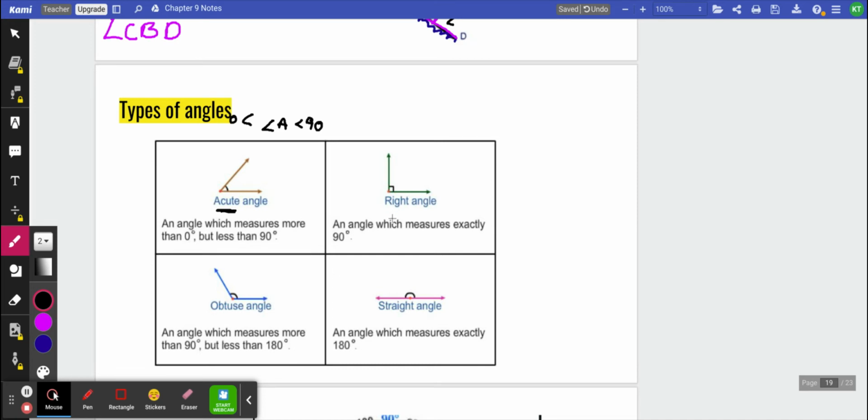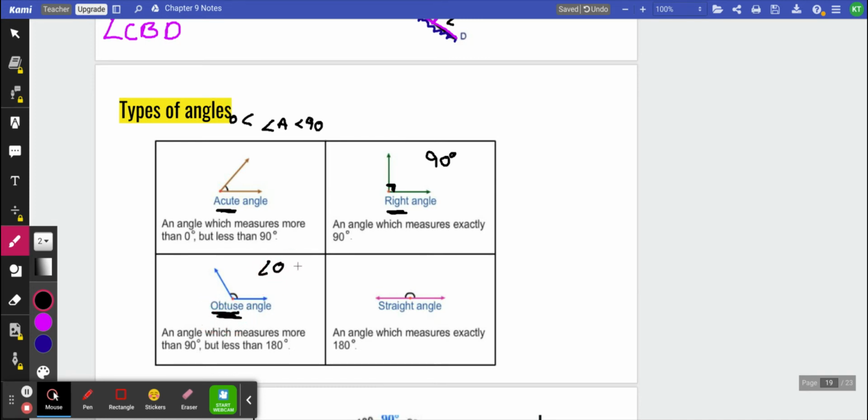As soon as we get to 90, that's called a right angle, and it's denoted with that little corner symbol right there. Perpendicular is another term for that, but that is a right angle. It's only 90 degrees, it cannot be anything else. If it's 89.9, it's acute. If it's 90.1, it's more than 90, which we call obtuse.